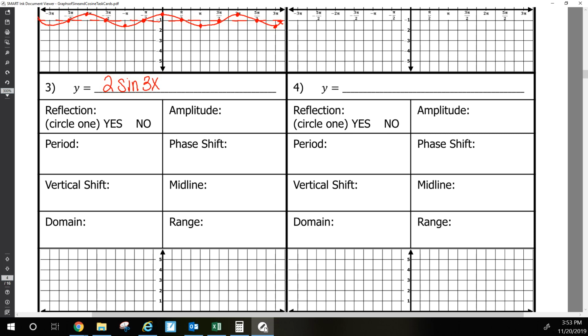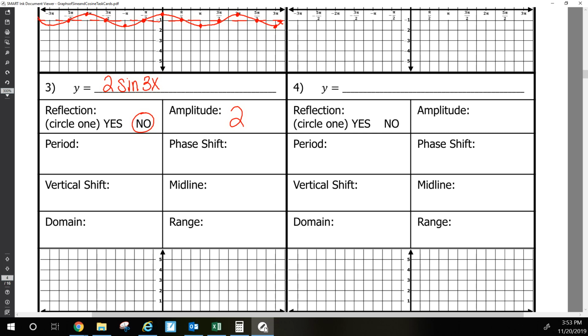Here's number 3, that y is equal to 2 sine 3x. All right, any reflection for this one? Do you see a negative out front? No. So it's not reflected. Does it have an amplitude change? Yes, that's your vertical stretch. So we're stretching it by 2. That means we're going to go 2 above the midline, 2 below the midline.